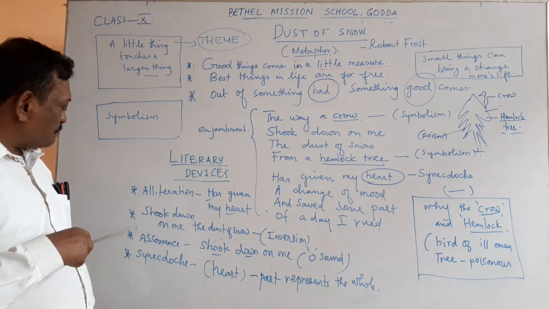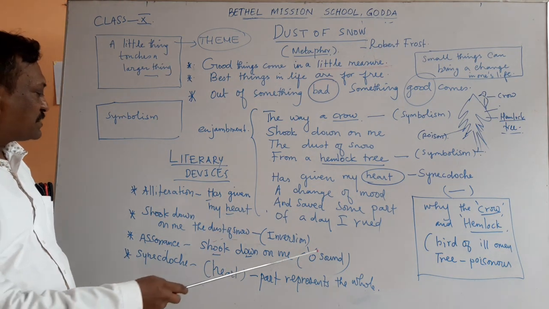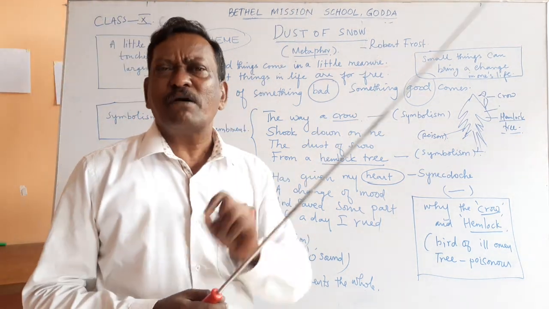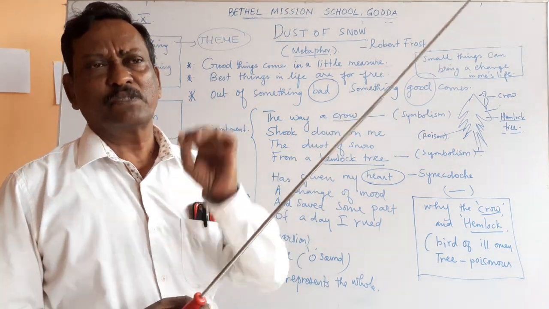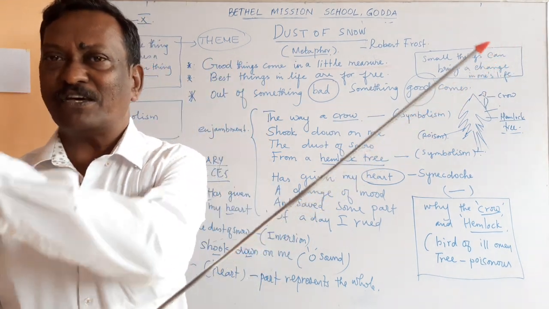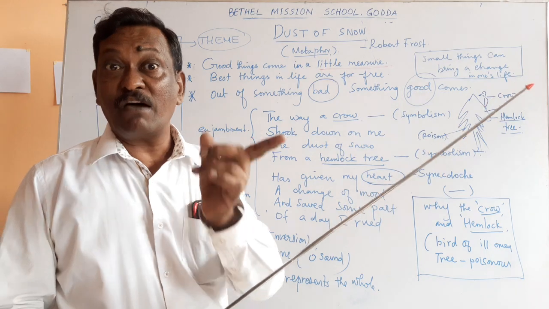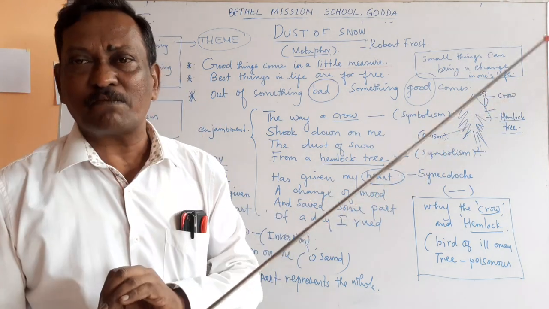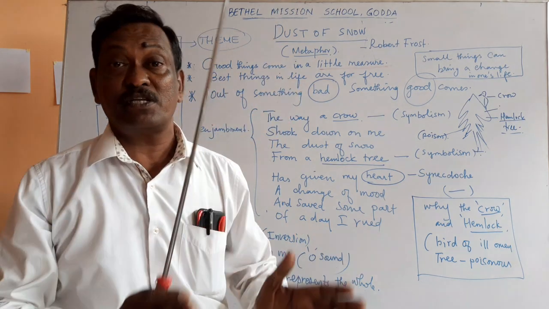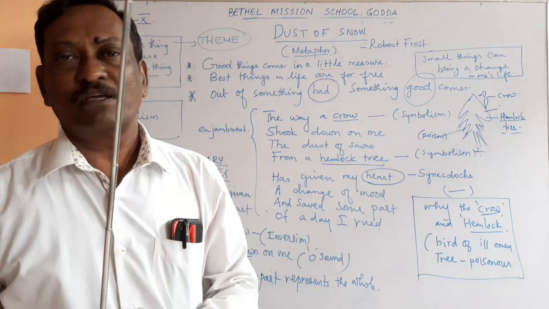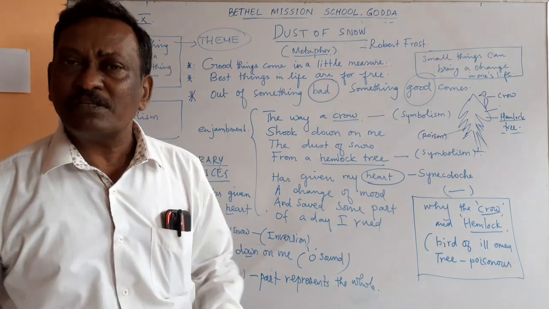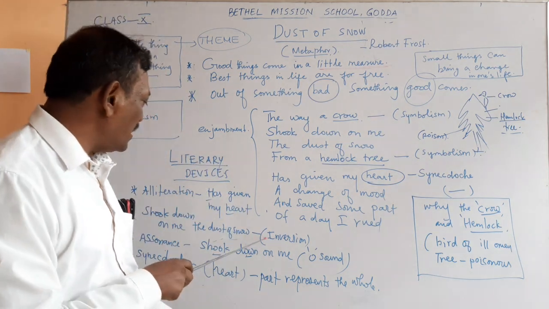Coming to the next point, the next literary device is inversion. I'll give you a small example for inversion. I say, I love Ramcharitamanas. That's a religious book. This is one statement, but the same statement can be said in another way: Ramcharitamanas, I love. The meaning is the same, but the arrangement of words is different. This sort of arrangement is known as inversion.